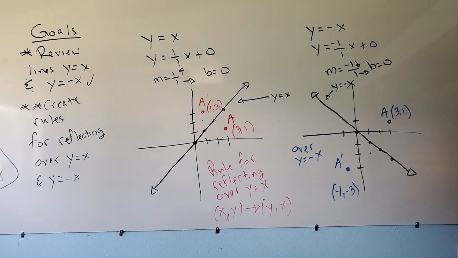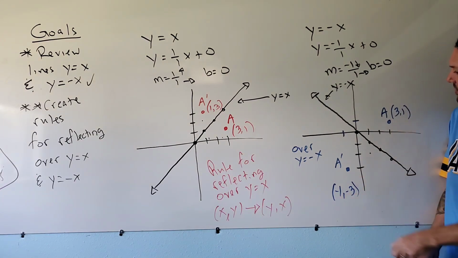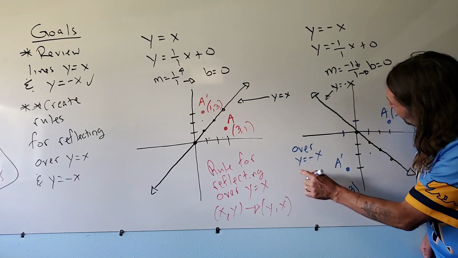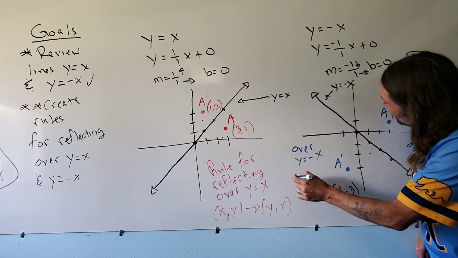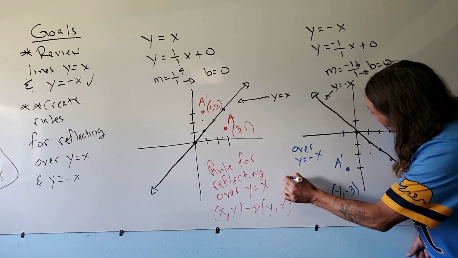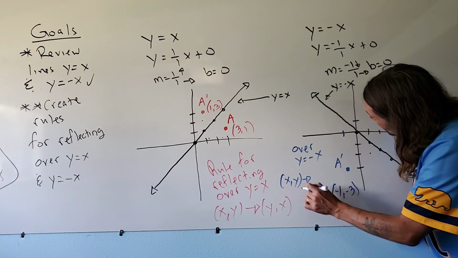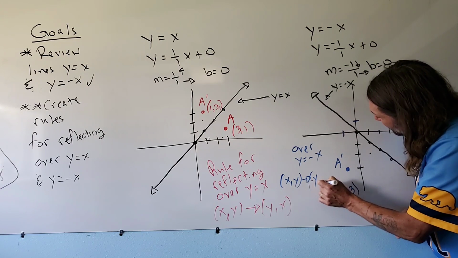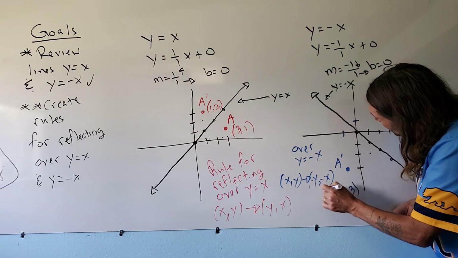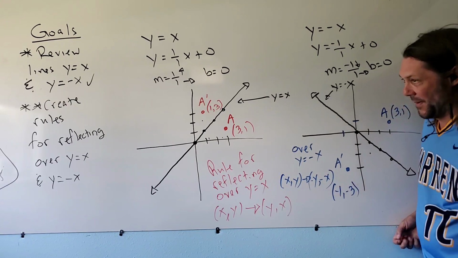And let's just look at what we have. My x and y coordinates switch the order and their signs change. So the rule for reflecting over this diagonal line with a negative slope is going to be that my ordered pair, x, y, whatever it is, the order changes and the sign changes. So x, y turns into negative y, negative x.